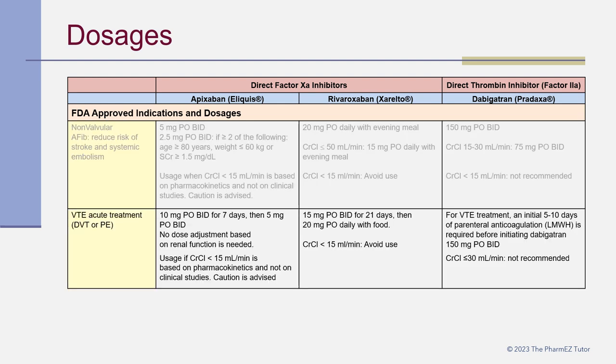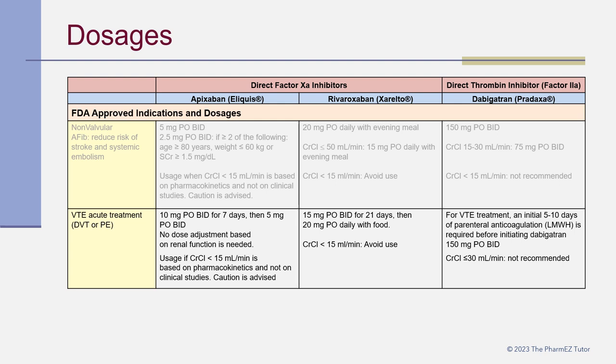For the acute treatment of VTE, DVT or PE, the dose of apixaban is 10 mg BID for 7 days, then 5 mg BID. No dose adjustment based on renal function is needed. Usage if creatinine clearance is less than 15 is based on pharmacokinetics and not on clinical studies.